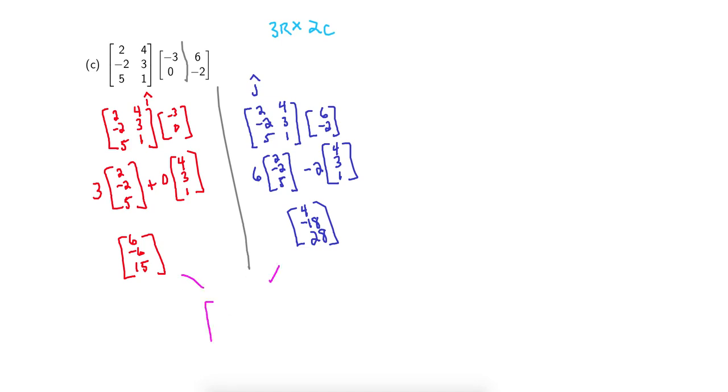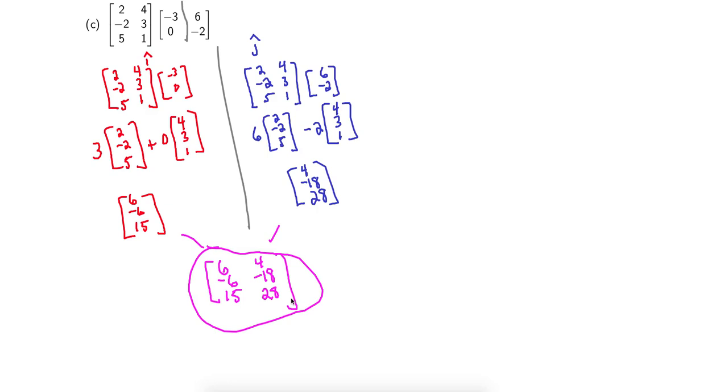Our answer, we're just going to merge these two together. We have a 6, -6, and 15, and we have a 4, -18, 28. And there we have our 3-row, 2-column matrix. Again, sloppy handwriting, I know. That's why I like to type.